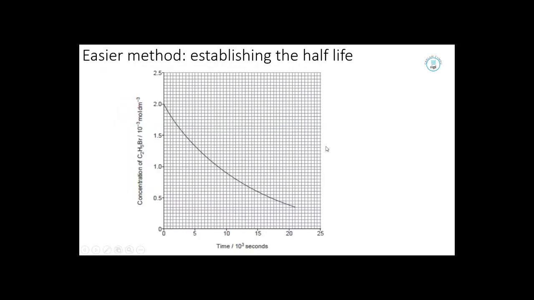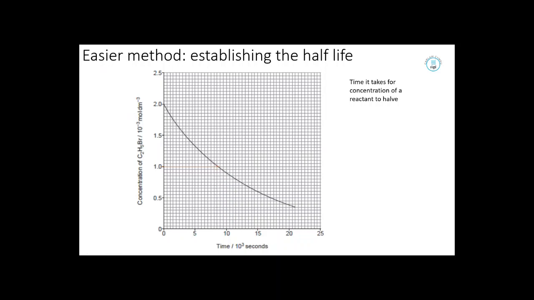Okay. Now there's a much, much easier method for establishing order. I did say you can take gradients, and sometimes you have to because the exam question stipulates work out the gradient and then work out the other gradient at a suitable point. However, if they don't stipulate to use gradients, I would use half-life. So what's a half-life? Well, half-life is the time it takes your concentration to halve. So that's what I'm going to show you now how to do, and then how you use those half-lives.